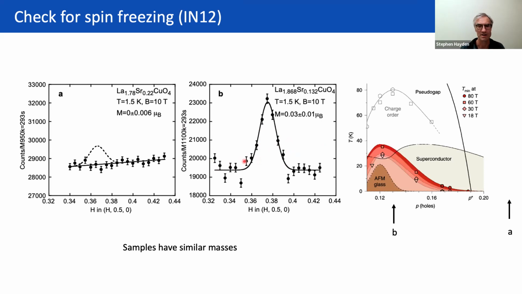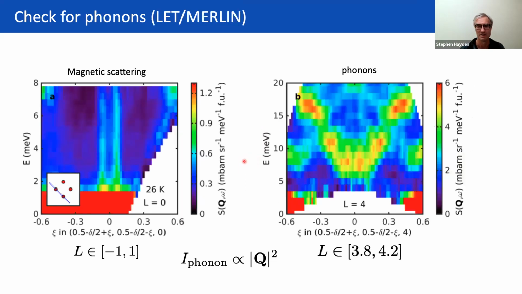Okay, so that was a bit of bookkeeping to make sure that we were measuring a sample that is not ordered, as we expected. The other thing we did: in measuring these spin excitations, one of the problems is that there are phonons as well, obviously, in the material. So we've got to make sure that what we're measuring is not a phonon.